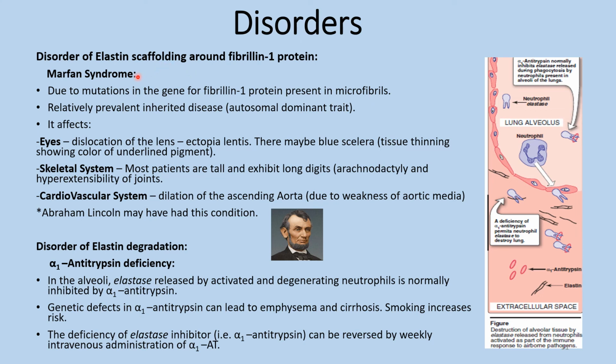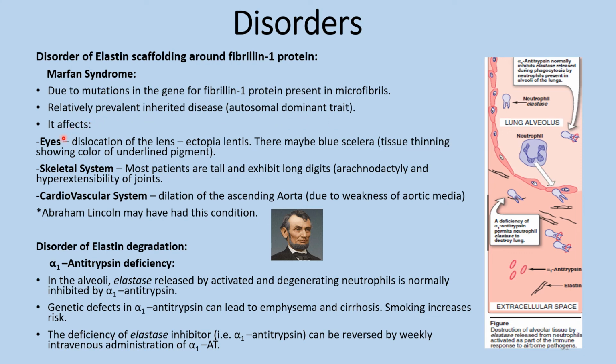This is seen in Marfan syndrome due to mutation in the gene for fibrillin 1 protein present in the microfibrils. So microfibrils have poor fibrillin protein, resulting in poor elastic fiber formation. This is a relatively prevalent inherited disease. Marfan syndrome is an autosomal dominant trait.